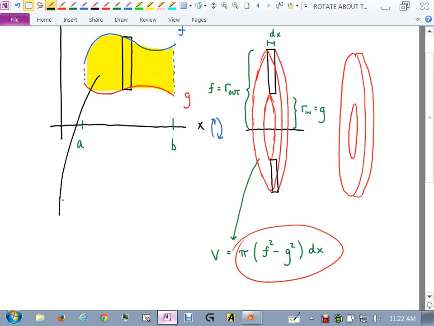If I were to take that and rotate it, the volume of this will be an integral. It'll go from a to b. It'll have pi, right? And then f squared minus g squared dx. Now the pi is a constant, so it can come out in front. Then you have f squared. Now let me write it technically so it looks better. When I say f squared, what I mean is you take the function f of x, and you square it. Then you take the function g and you square it, and then dx.